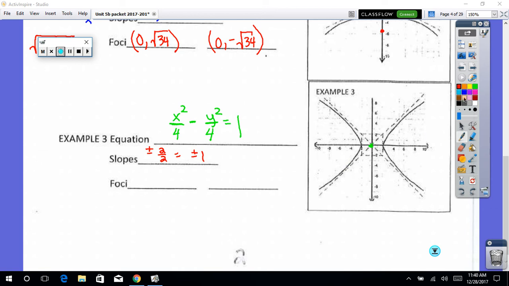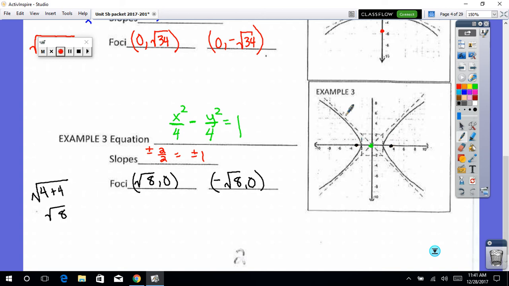Okay, and to get the foci, we are going to do 4 plus 4 and take the square root, so we actually get the square root of 8. Okay, the foci are on the x-axis, so we have positive square root of 8 with a y of 0, and negative square root of 8 with a y of 0. Okay, so the square root of 8 is actually 2.8, so it's almost 3 is where our foci are located. So they're located about right there. Again, inside the hyperbola. Very important that you notice it is still inside the hyperbola.